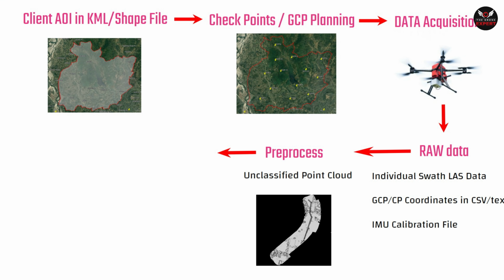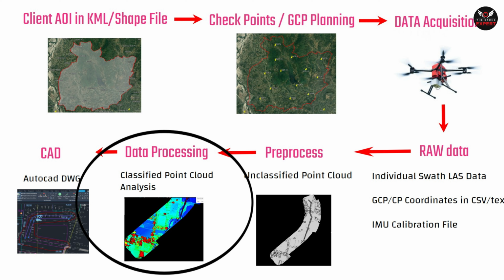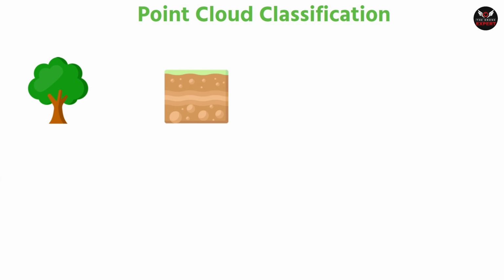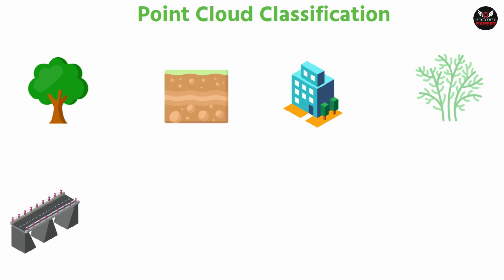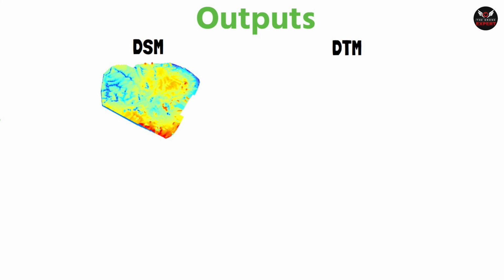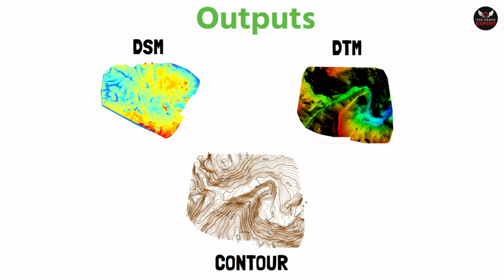Data processing. This is the most important stage, where flight lines are aligned and unclassified points are classified, that is, ground, trees, building, vegetation, bridge, water, car, pole, etc. And we build various models like digital surface model and digital terrain model, and contours are created. We will learn about the software used for this in the upcoming videos.